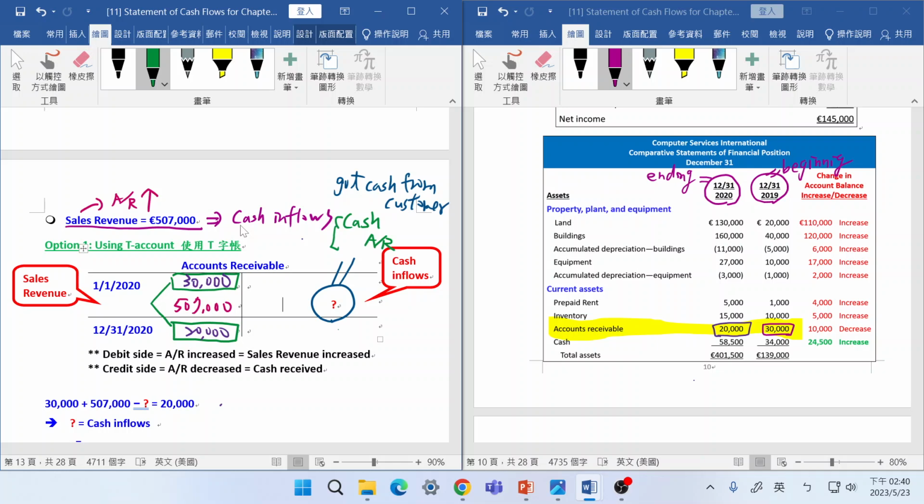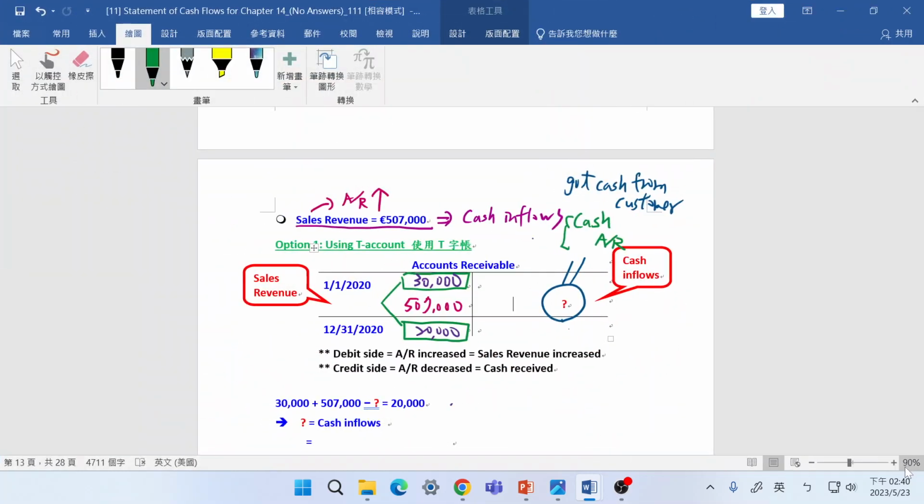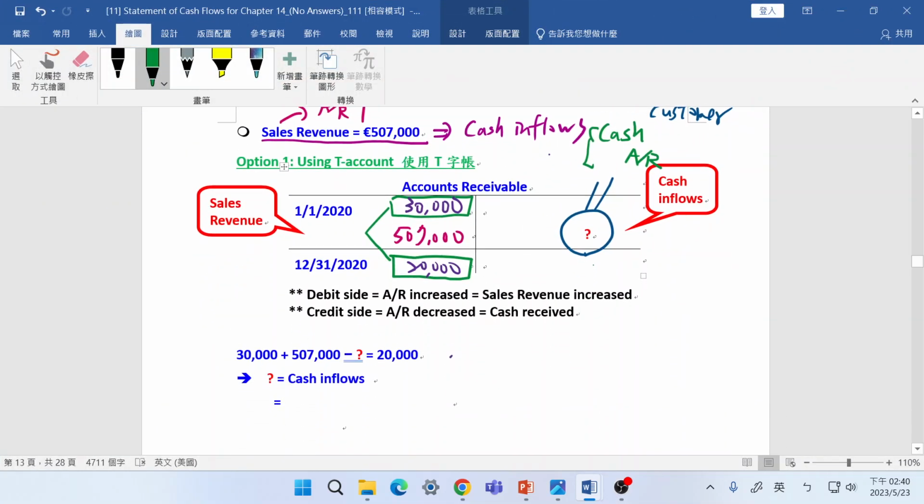So you just do your math. Do you know? $30,000 plus $507,000 minus question mark. I don't know. You will get the final number $20,000, right? So based on these two accounts, could you find out your cash inflow? $30,000 plus $507,000 minus question mark. You find out the ending number $20,000, right?